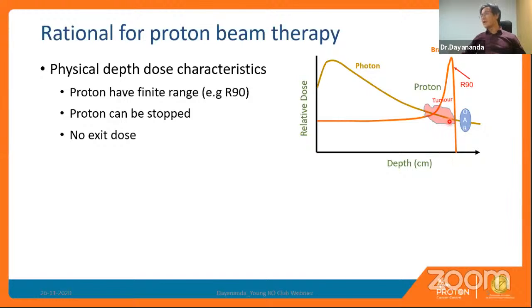So let's go back to the same tumor, okay? Now if you happen to treat this particular tumor using photon radiation therapy, you irradiate a lot of normal tissues prior to reaching the tumor, and even after the tumor you irradiate this critical organ. But if you use proton, because of this Bragg peak characteristic, you can deposit a much higher dose to the tumor with literally no dose to the organ at risk, because there is no exit dose from a proton beam as compared to photon.